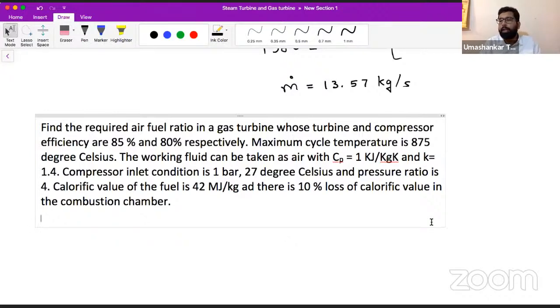You have to find the air fuel ratio here. Please do it. I am taking a pause here so that the live students can do it.